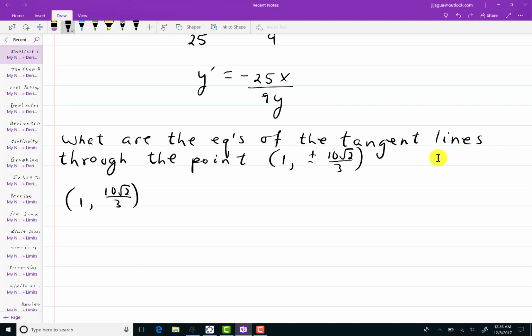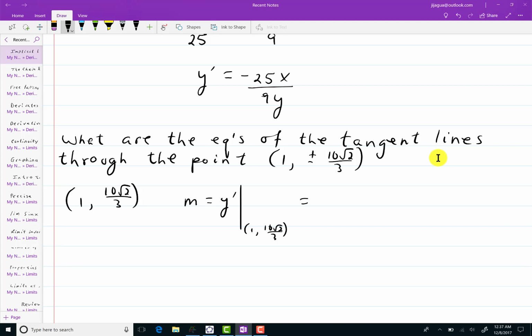So the slope of the tangent line, I'm going to put y prime. Here's a notation that you can use. Some people put 1 comma 10 radical 2 over 3, sort of to remind themselves that y prime actually has two arguments, both x and y. But anyways, the slope is whatever number I get out of this.